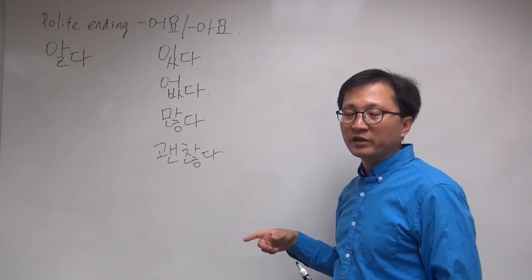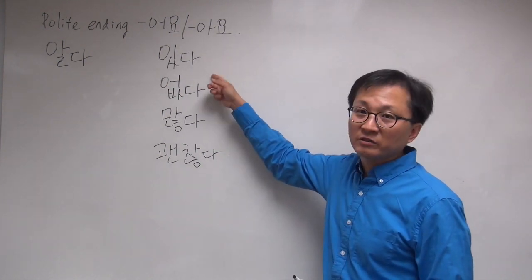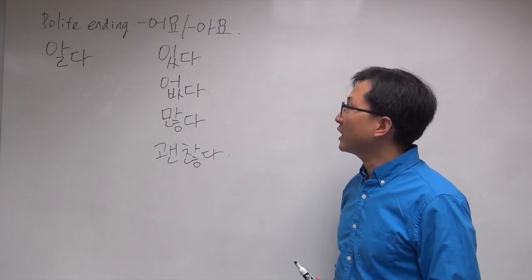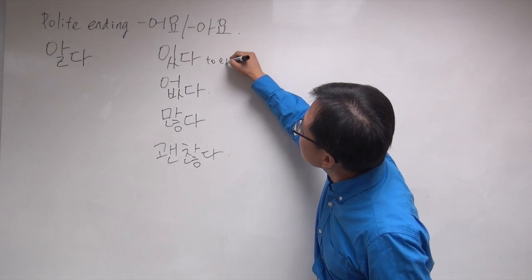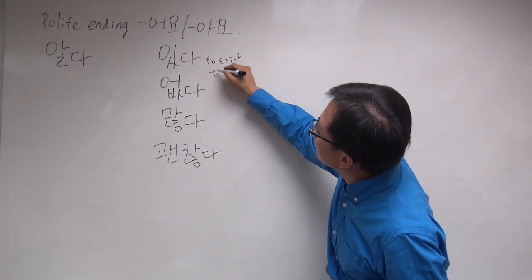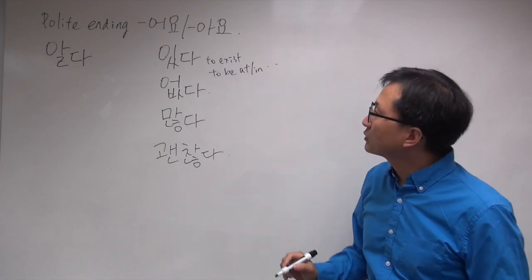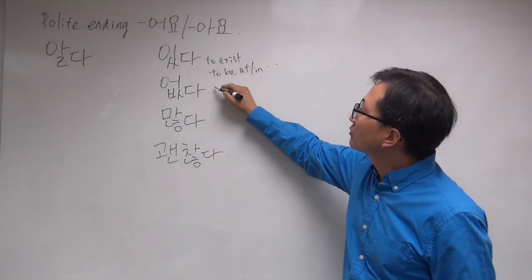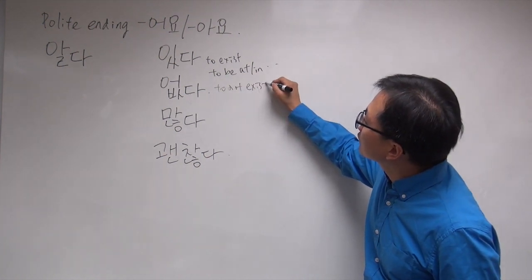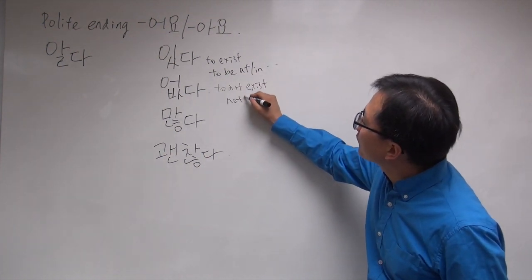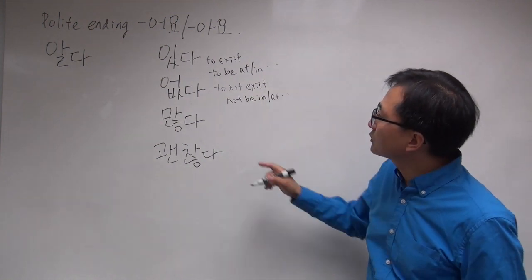있다 is translated as to exist, to be, but it is an adjective. Please remember, Korean 있다 is an adjective. Exist, to be, at, in, something like this. 없다 is the negative form, to not exist, not be, in, at, something like this.